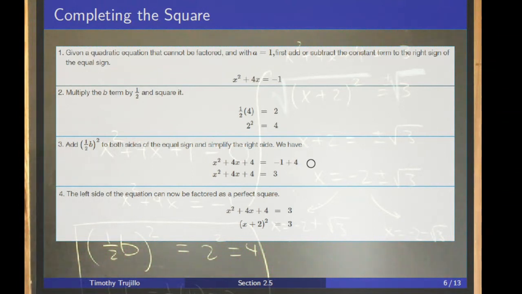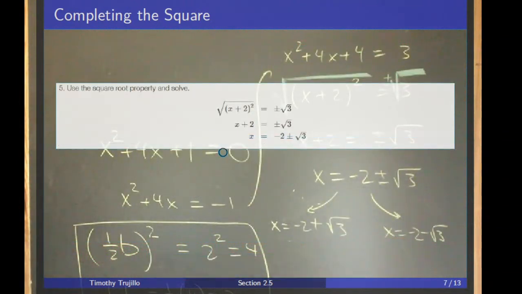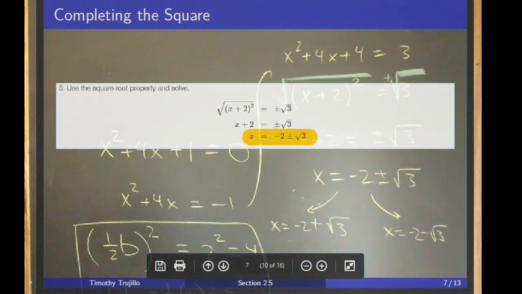Okay, so what we did was the final step here, number 5. We used the square root property then to solve for x, right? So we took the square root of both sides, we got our plus or minus here, and then we solved for the x. And then we got these 2 different solutions. Okay, so that was, I guess, this guy down here and this one over here.